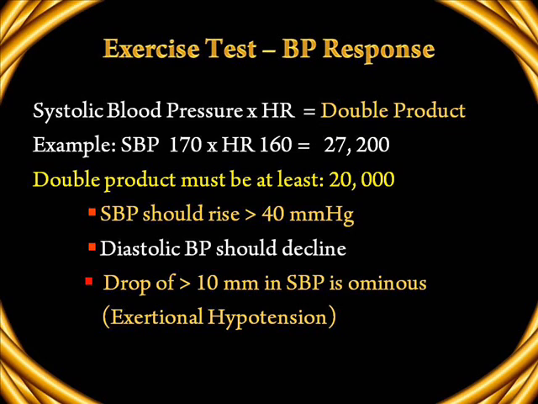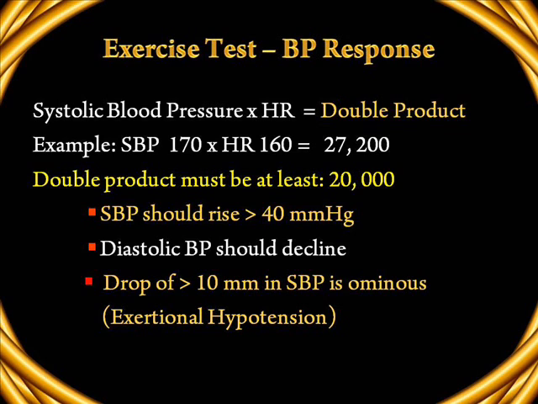There is another measure called the double product. Double product is the maximum systolic blood pressure achieved multiplied by the maximum heart rate. If the systolic blood pressure achieved is 170, let us say, and the maximum heart rate, let us say, is 160, the double product will be 27,200. A double product must be at least 20,000 and anything less than that is indicative of poor cardiac reserve. Either the blood pressure has not gone up, or the heart rate has not gone up, or both of them have not shown a substantial increment with exercise. That is why the double product is less.